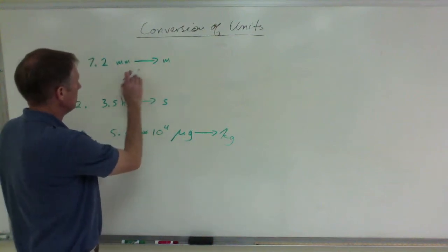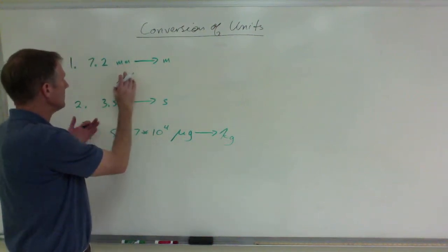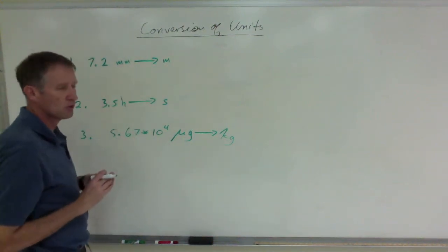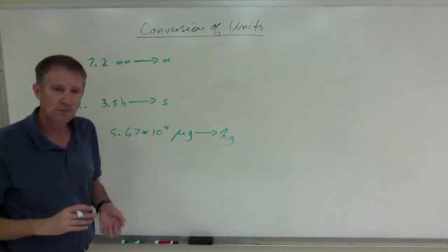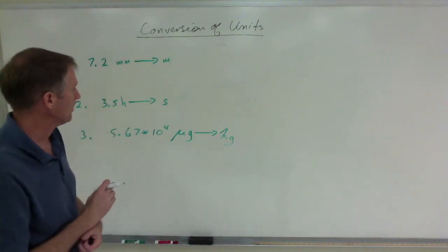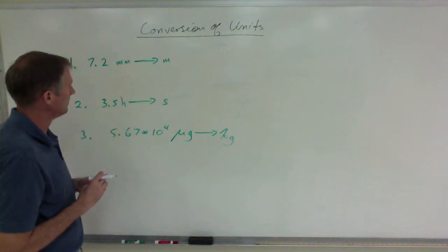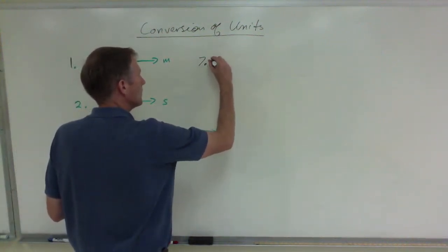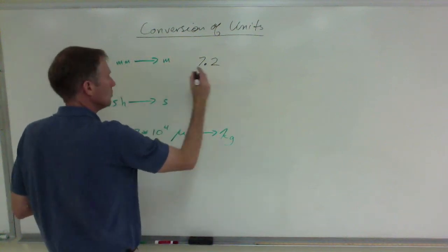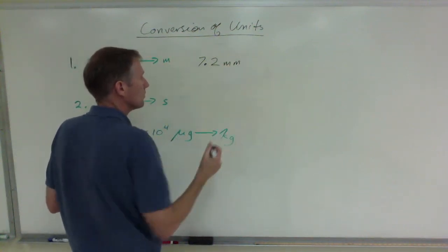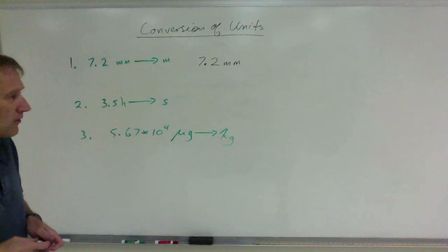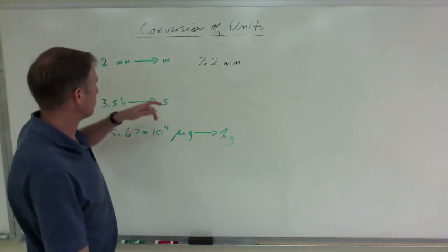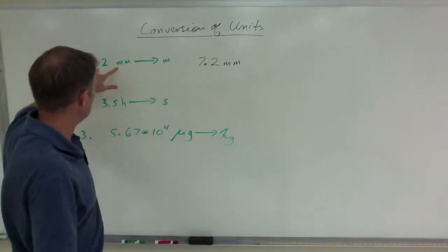The first thing to do, we're given a value. We're in the lab. We measure something out to be 7.2 millimeters. And then we need to do something with it. Well, we know we have to be in meters. We can't stay in millimeters. It's not SI. So the first thing is write down what you're given. You're given 7.2 millimeters. When you're doing these problems, please don't tell me I don't even know where to start, because where you start is just with what you're given. Write it down.